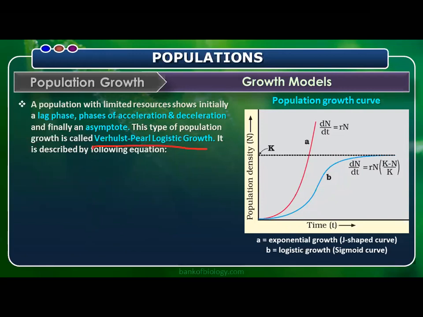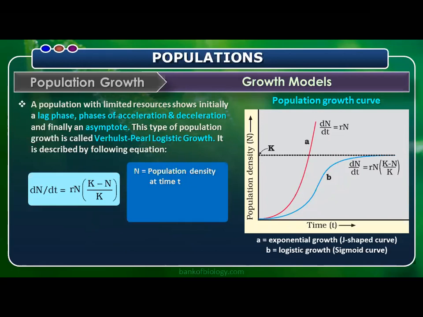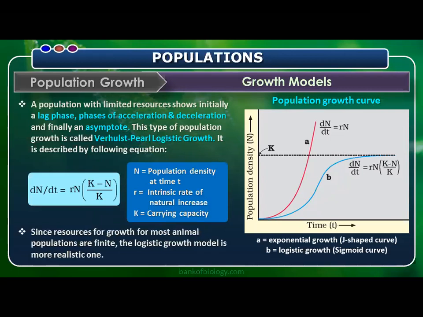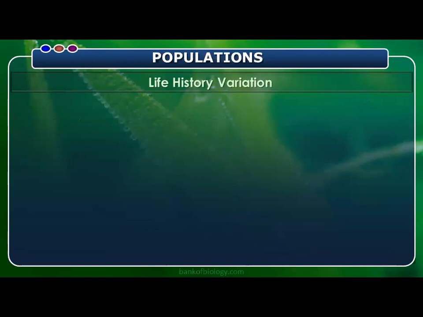The Verhulst-Pearl logistic growth curve is described by the following equation: dN/dt equal to rN (K minus N)/K. Very, very important. N equal to population density at time t, r equal to intrinsic rate of natural increase, K equal to carrying capacity. Since resources for growth for most animal populations are finite, the logistic growth model is the more realistic one. This is the realistic one. This is the hypothetical one. The J shape growing on like that is not at all possible. That can be the representation of Darwin's overproduction hypothetical view.